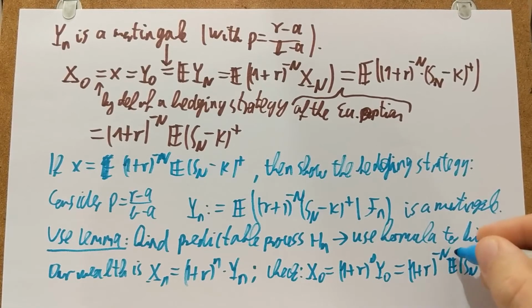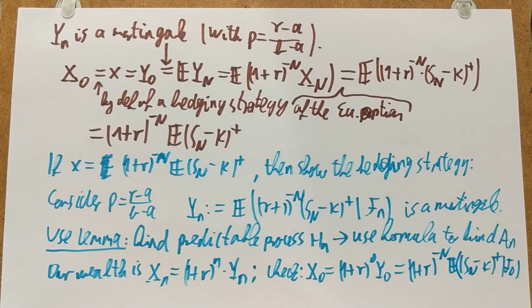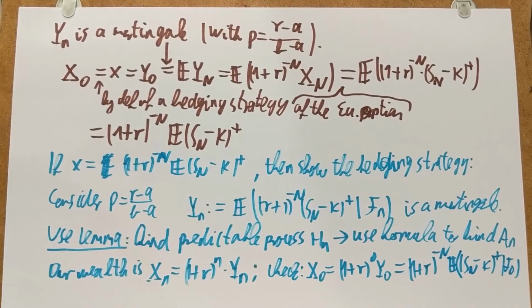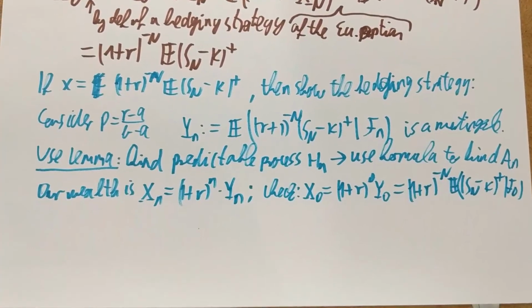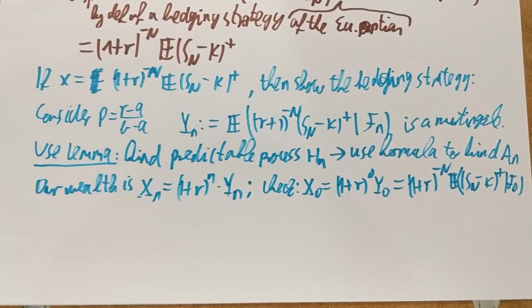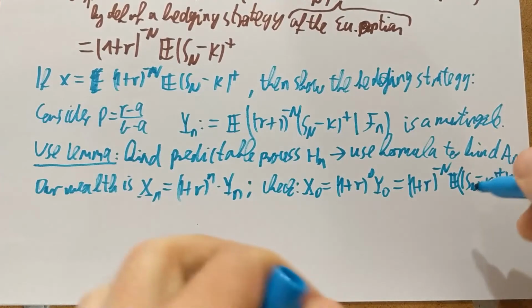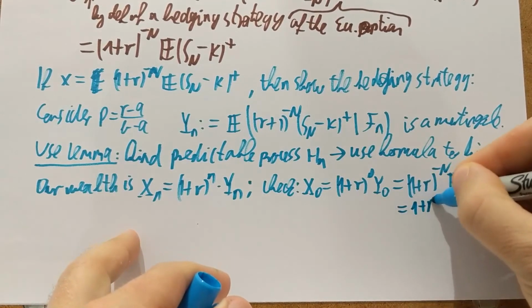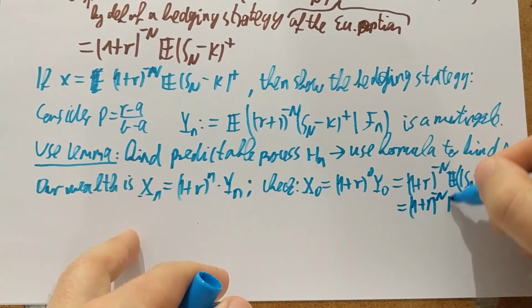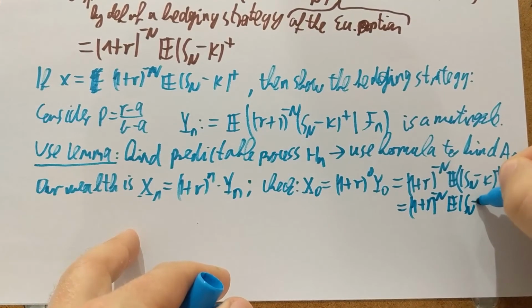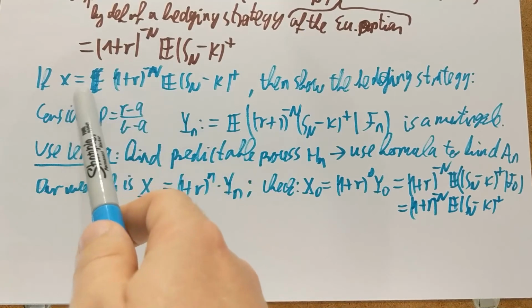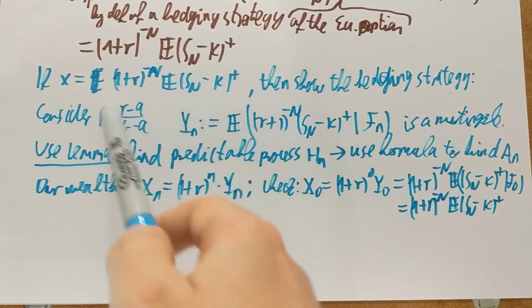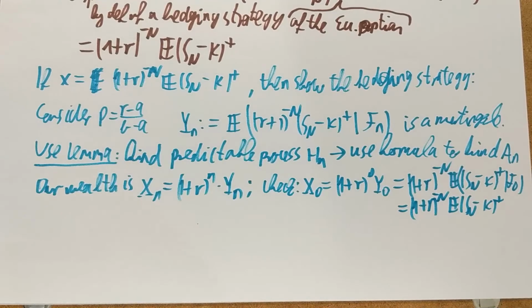However, F naught is trivial, which means that conditioning on it just gives us back the unconditional expectation. So this conditional expectation is just the unconditional expectation. So (Sn minus K) positive part, and that's exactly what we wanted, because we started to assume that X naught is the hedging strategy initial value, so that matches, that's fine.